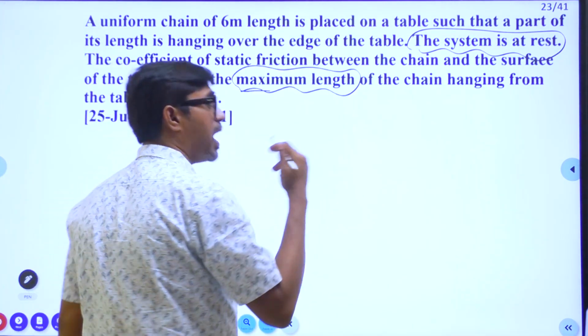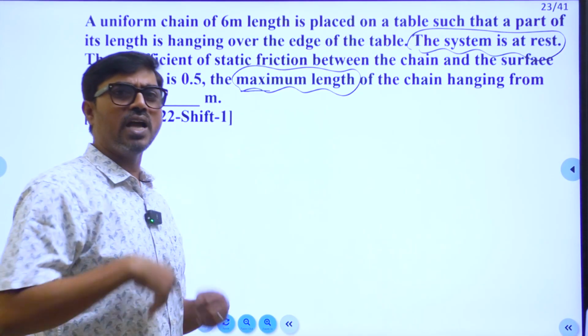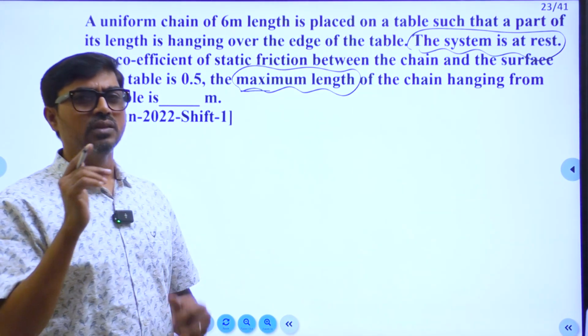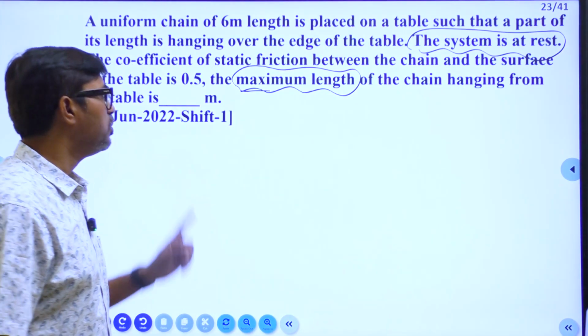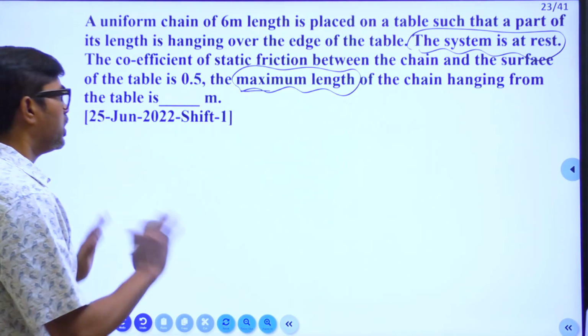Again, whenever you see maximum length or minimum length, maximum velocity, minimum velocity, that probably is related to limiting friction again. All right, limiting static friction here. So first of all, let us draw the diagram.